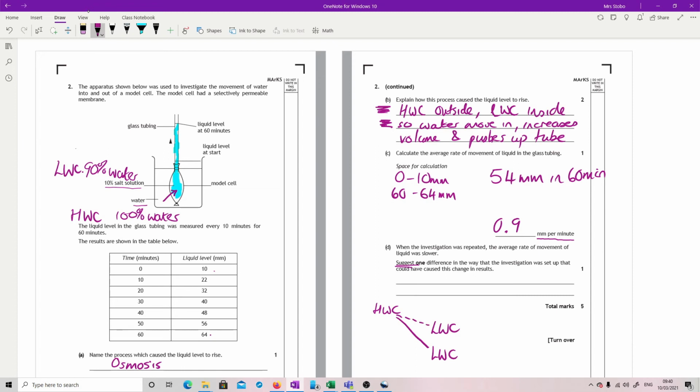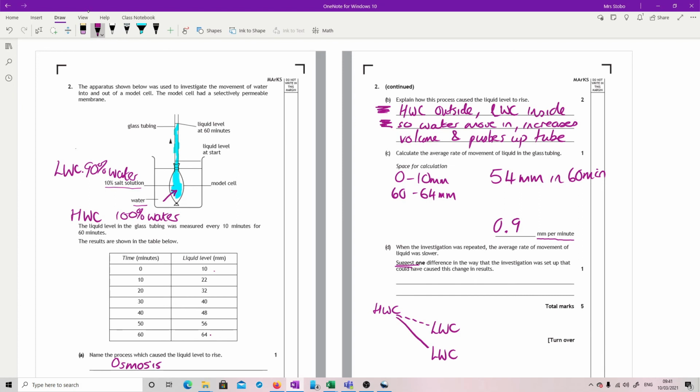So one difference might have been just changing the salt solution. So instead of 10% salt, which is 90% water, we might have had a 5% salt solution, which is 95% water. And then it's not a big difference between 100 and 95, as opposed to 100 and 90. So changing the gradient is really worth the mark, and it shows I know my osmosis. But there are physical things that they might have done.